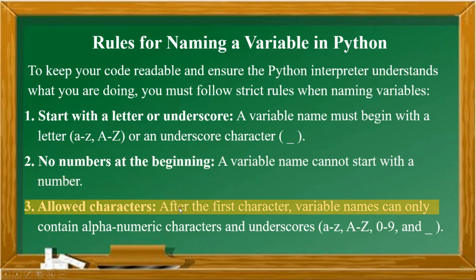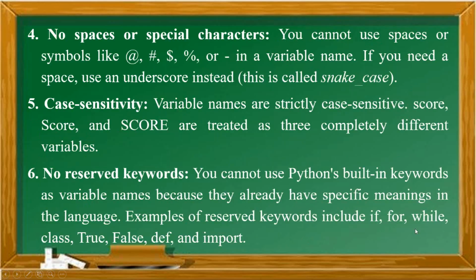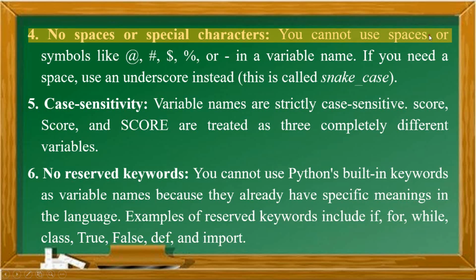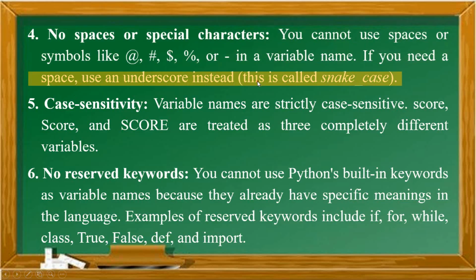3. Allowed characters. After the first character, variable names can only contain alphanumeric characters and underscores: lowercase a to z, uppercase A to Z, 0 to 9, and underscore. 4. No spaces or special characters. You cannot use spaces or symbols like @, #, $, %, or minus in a variable name. If you need a space, use an underscore instead. This is called snake case.